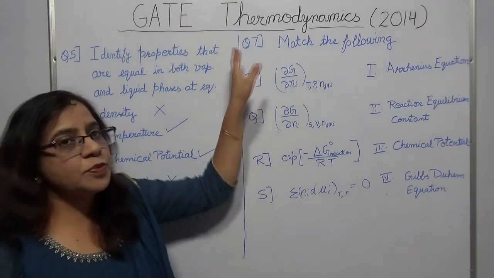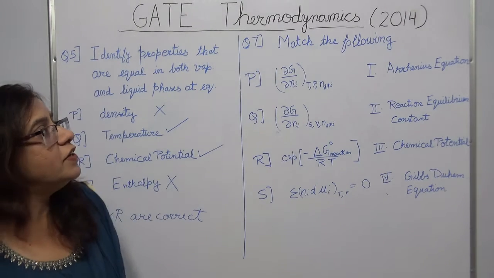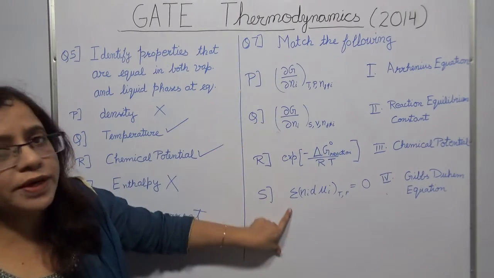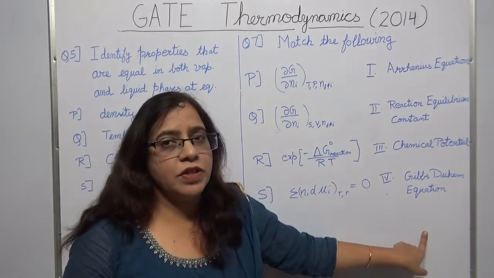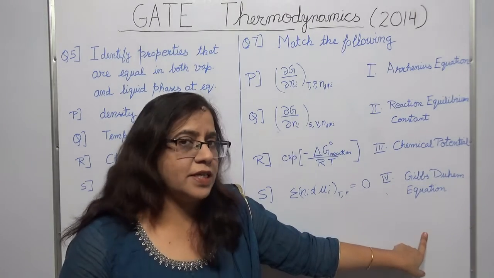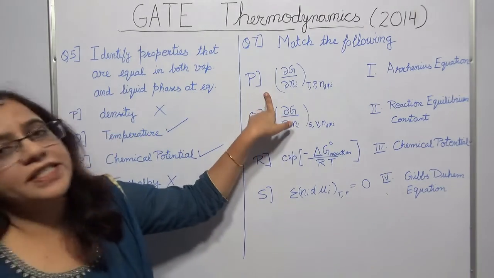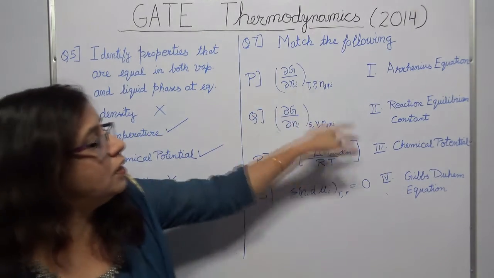Okay, the next problem is question number 7, where they have asked you to match these quantities on the left hand side with whatever description they have given on the right hand side. So quickly let's see what matches with which of them.